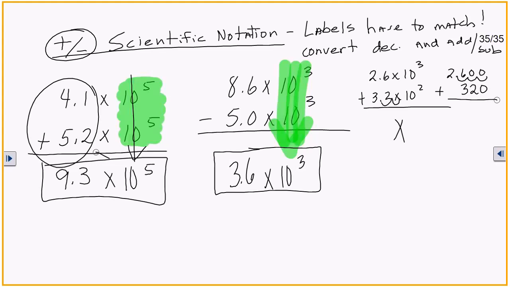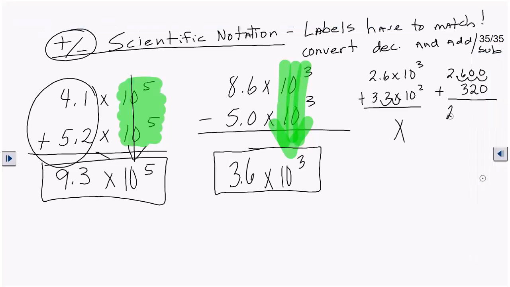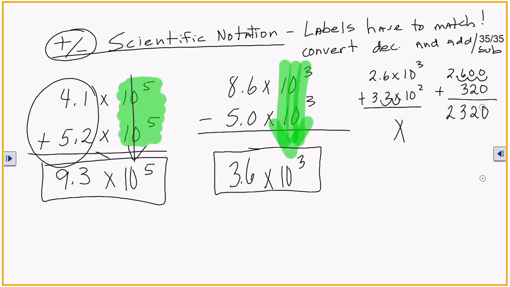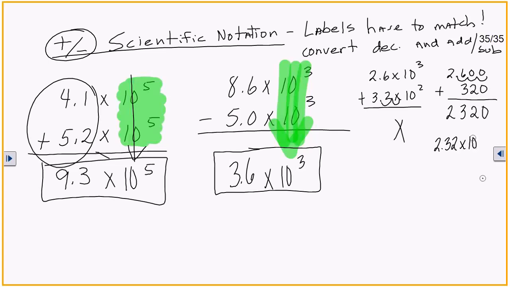Or you can do it on a calculator, which I don't advise because I want you to be able to spell mom backwards. Okay, so that's going to come out to be 2320. And now you can change that to 2.32 times 10 to the 3rd power.